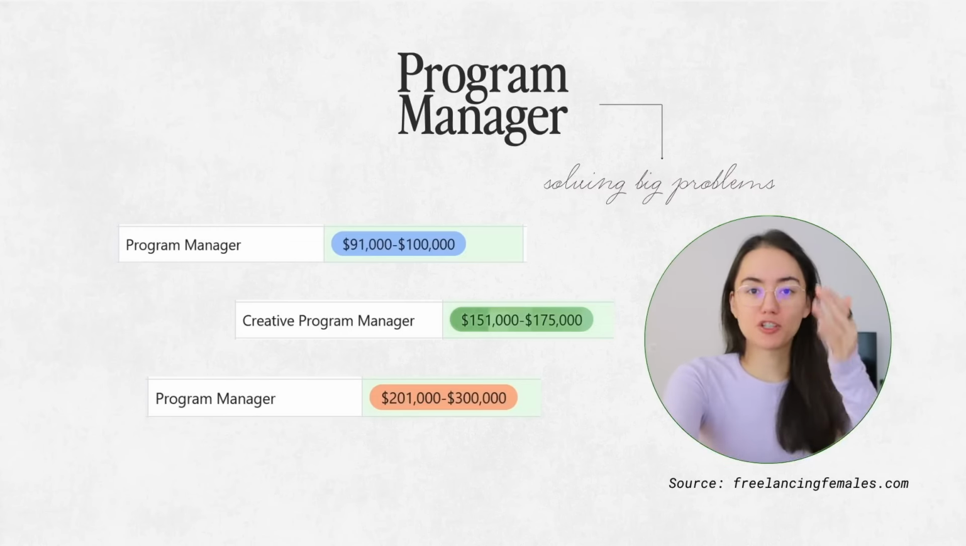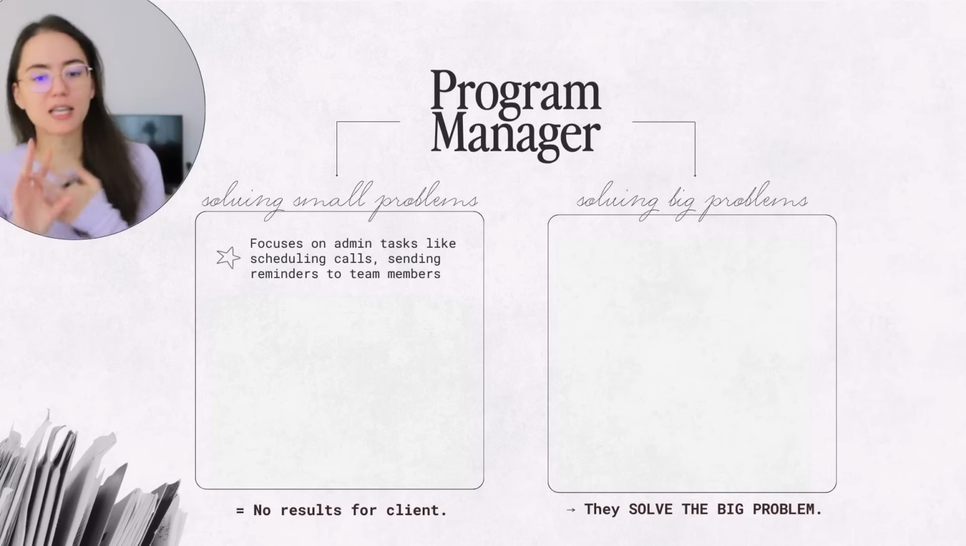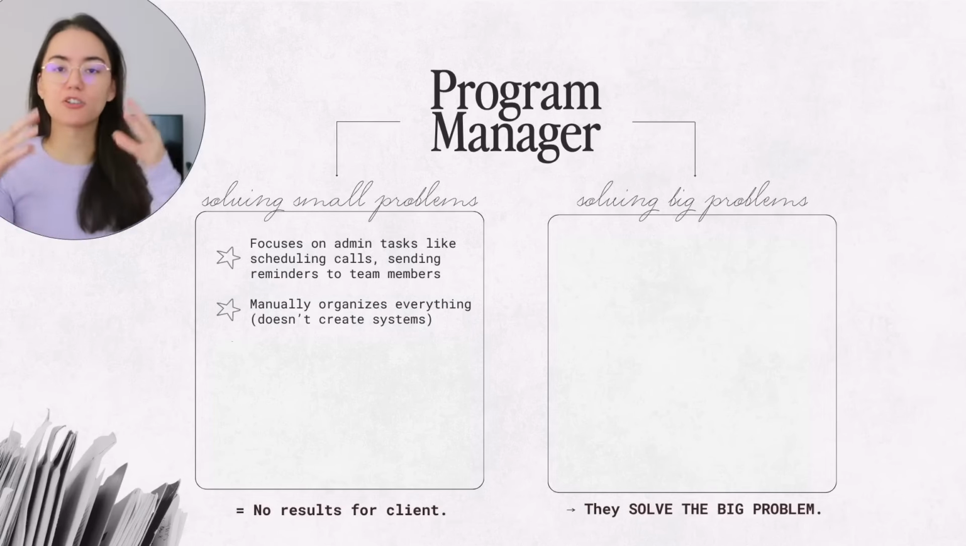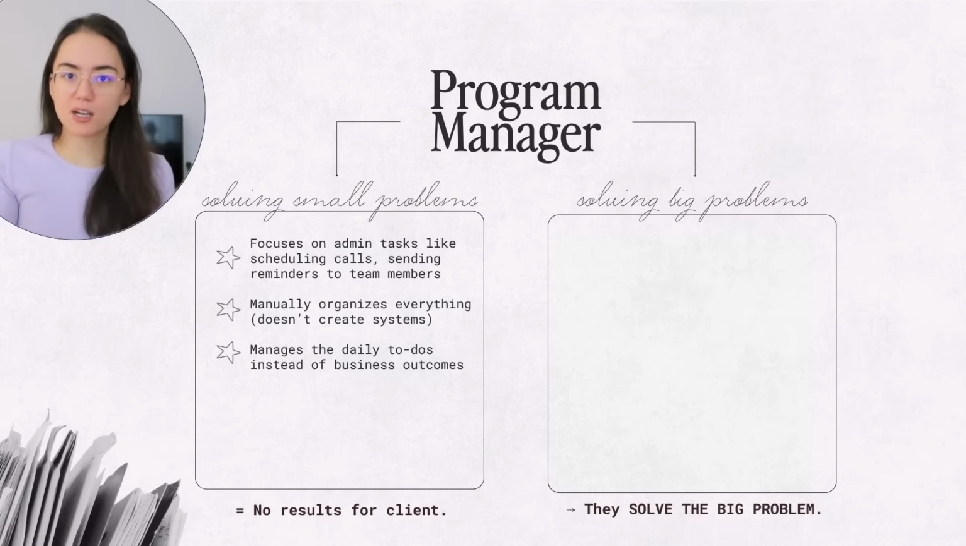An example of a skill or a job that can solve this problem in a great way is a program manager. We saw program managers that are making six figures as well. The small problem version could be focusing on random admin tasks, scheduling calls, manually organizing things, not thinking systematically, managing daily to-dos instead of the business outcomes.